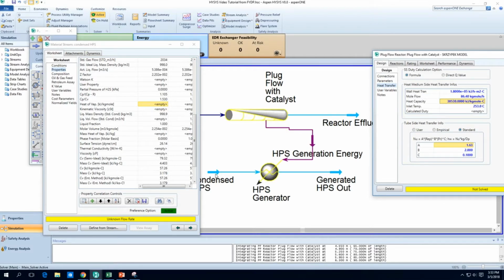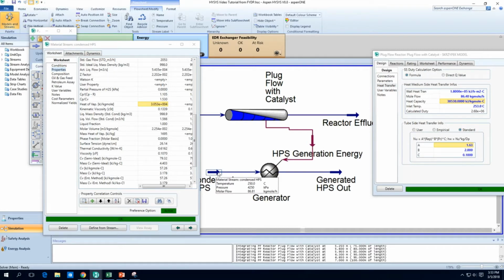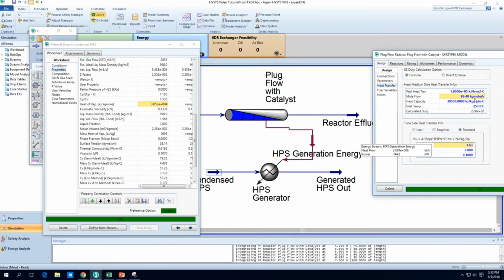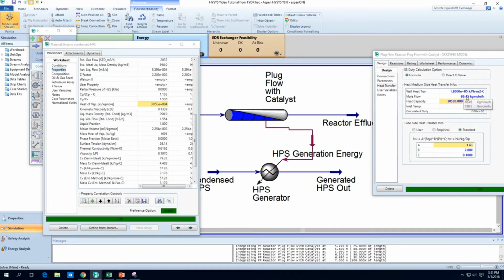So 86.4. I want to see whether it... that's better. Now the outside one's 86.81. So let's put 86.45 and see whether it matches. This mole flow should match the mole flow here pretty closely. And okay, I'm just going to leave it at that. So I'm going to save this file.